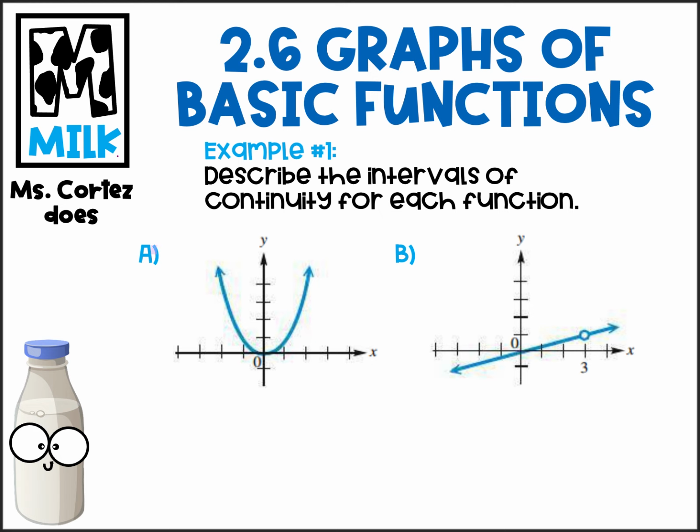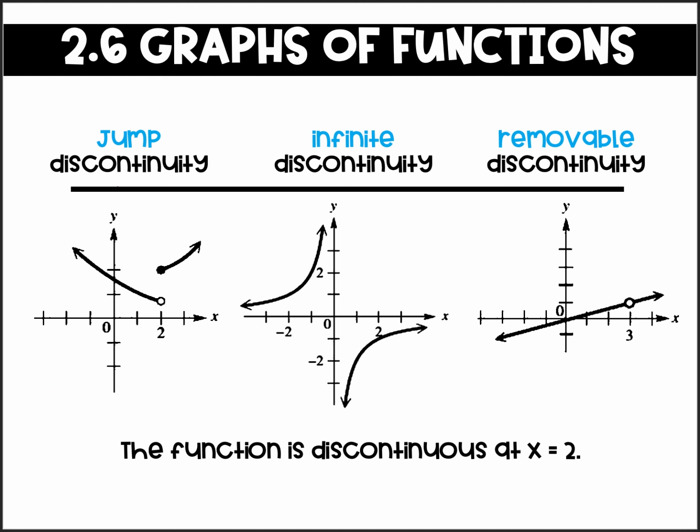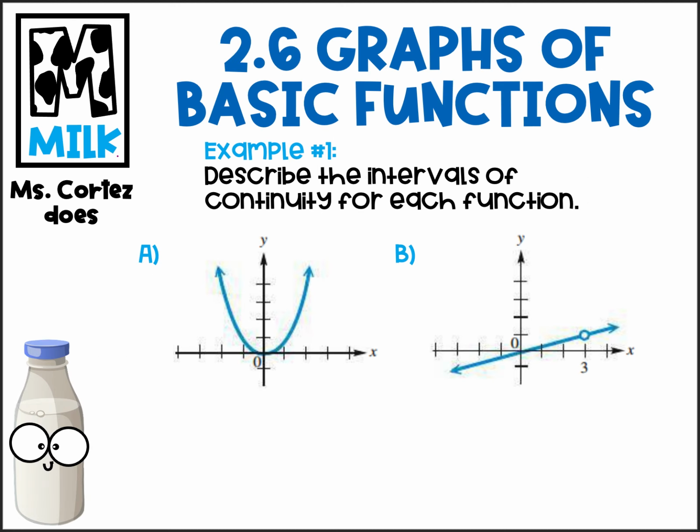If you look at the first problem and the first graph, do I have any similar piece of my graph that looks like a jump discontinuity, an infinite discontinuity, or a removable discontinuity? It looks like I don't. It looks like my graph keeps on going smooth and I can draw it from the left to the right without lifting my pencil from the paper, which means my domain, or my range, for which this function is continuous is all real numbers.